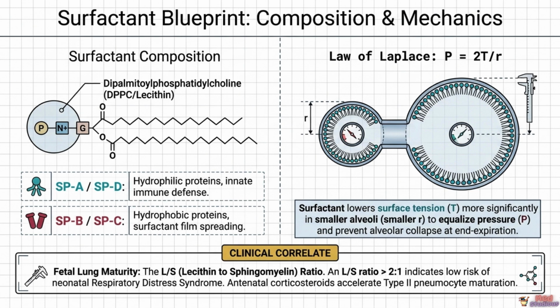The essential clinical correlate is fetal lung maturity testing. An amniotic fluid lecithin to sphingomyelin ratio greater than 2:1 indicates low risk of neonatal respiratory distress syndrome, and antenatal corticosteroids work specifically by accelerating type 2 pneumocyte maturation ahead of an anticipated preterm delivery.